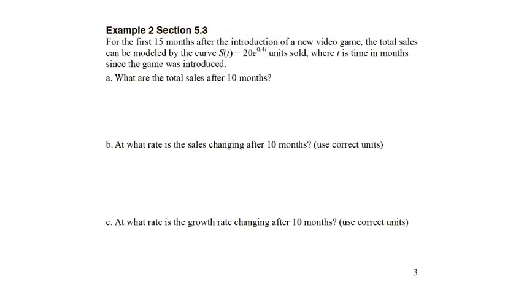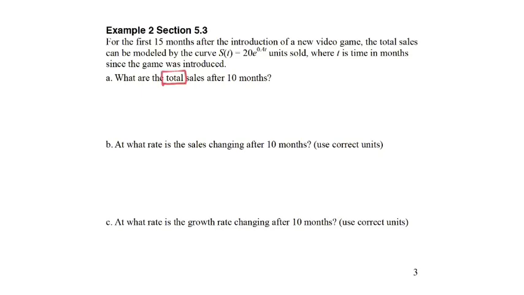Example 2 states, for the first 15 months after the introduction of a new video game, the total sales can be modeled by the curve S of t, which equals 20 e to the 0.4 t power units sold, where t is the time in months since the game was introduced. Part A asks, what are the total sales after 10 months?